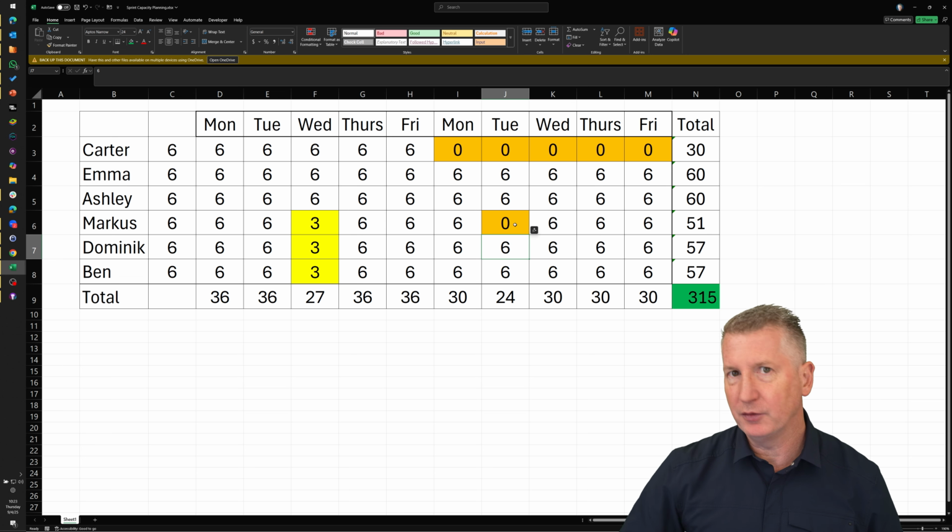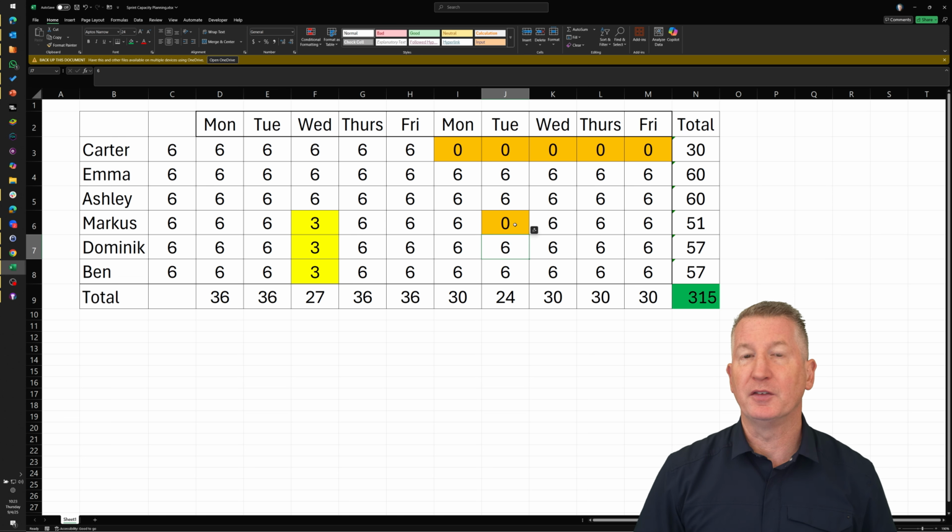Those are the numbers that I would expect to see as a product owner, but I'm more interested in the total capacity, right? Do you feel comfortable committing to this work? This should give your team way more insight, way more transparency, and increase their confidence in their ability to say yes.